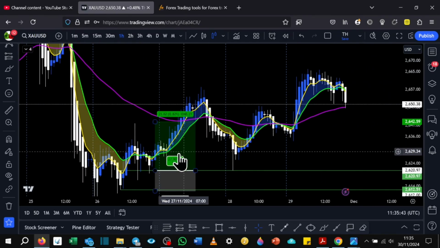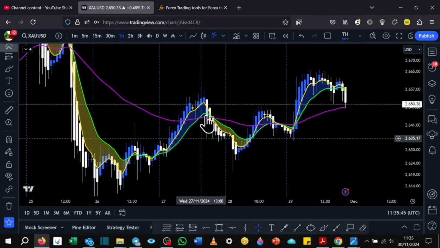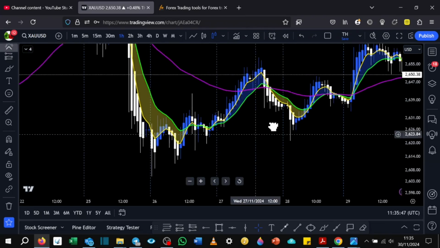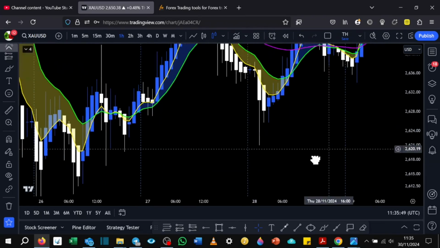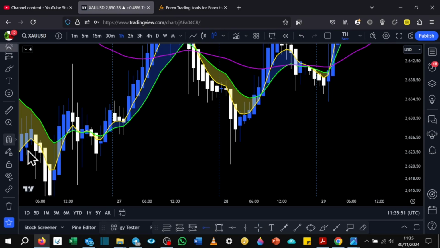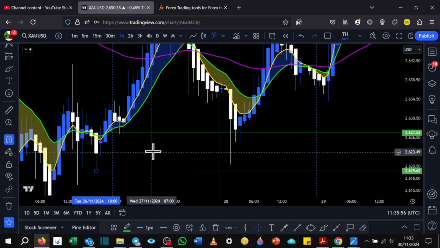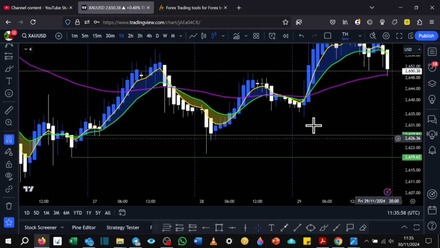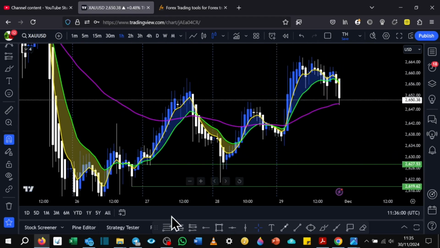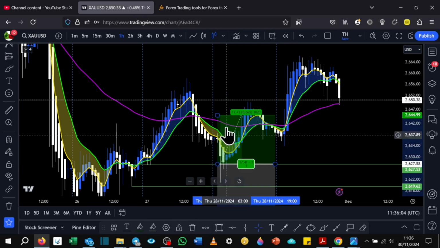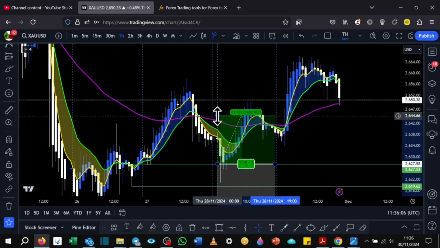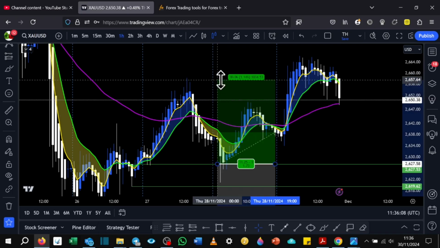And then, as you can see, price has decided to slam back down. It's actually come down to this institutional candle again. So I could have got in for another buy there, but I never did. And then you could have had your take profit there.